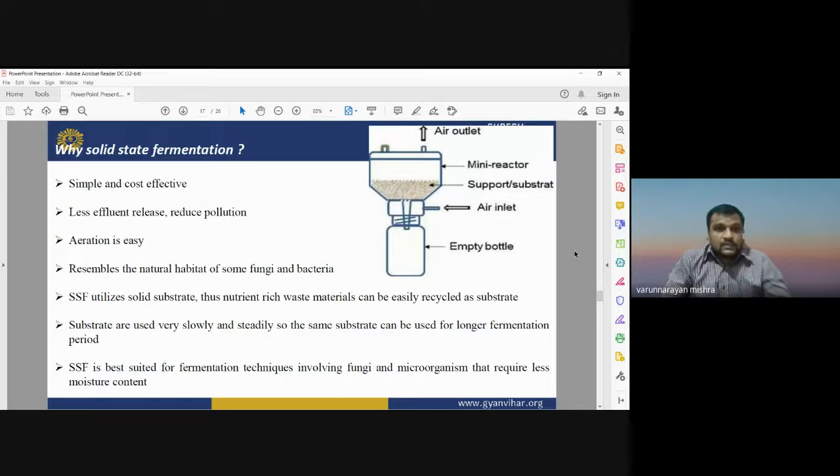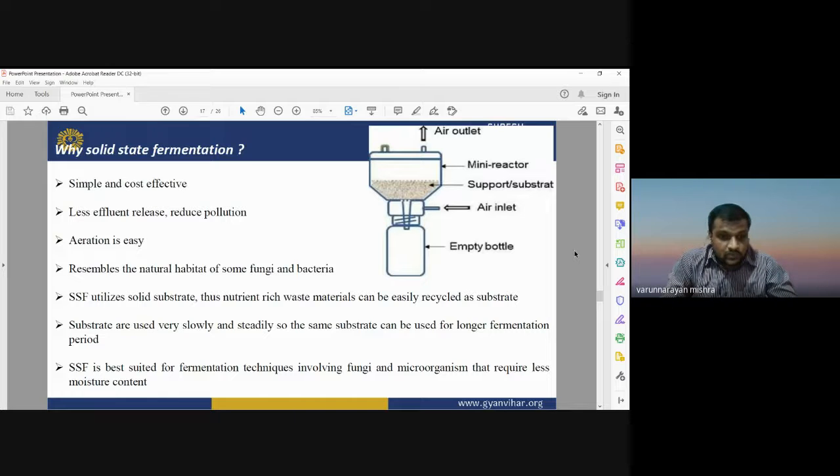So why is solid state fermentation better than SMF? Why is SSF better than SMF? It's very simple and cost effective. It has less effluent release. It reduces the pollution level. Aeration is very easy. It resembles the natural habitats of some fungi and bacteria.